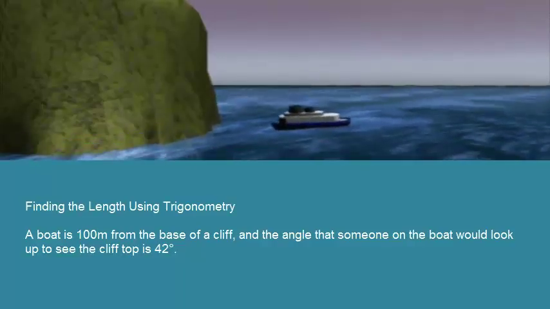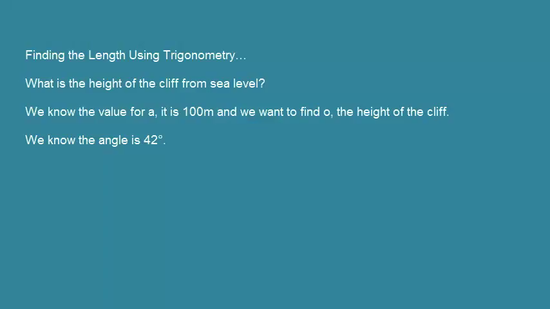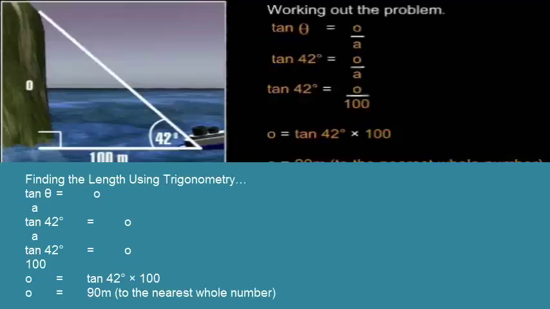A boat is 100 metres from the base of a cliff. The angle that someone on the boat would look up to see the cliff top is 42 degrees. We know the value of A is 100 metres, and we want to find O, the height of the cliff. We know the angle is 42 degrees.